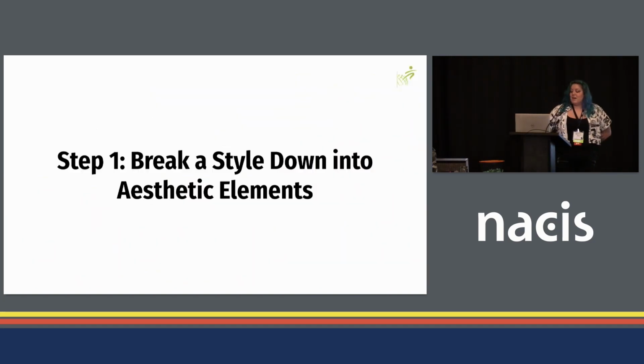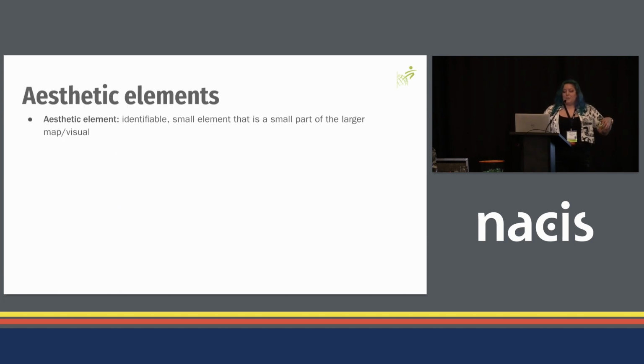The first step for recreating any style, whether it's an old style or whether you want to recreate Impressionism into a map style, is understanding how to break down the overarching style into aesthetic elements. For those who don't know what that is, the definition is something identifiable and a much smaller element that is part of the larger map or visual. I think of them as building blocks, essentially.